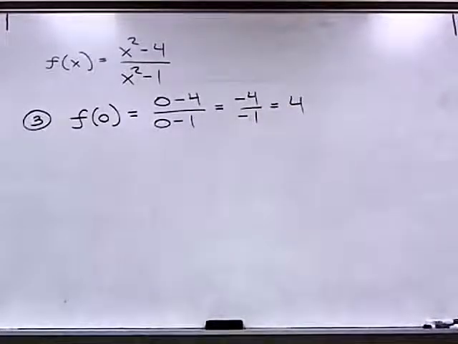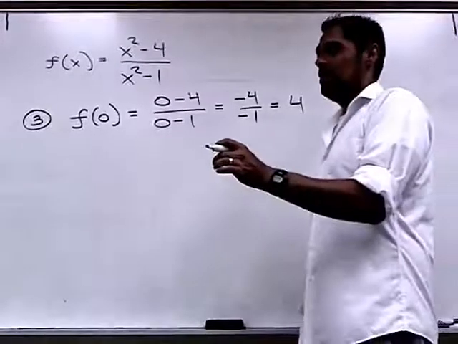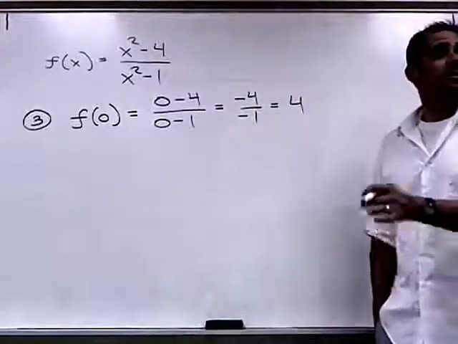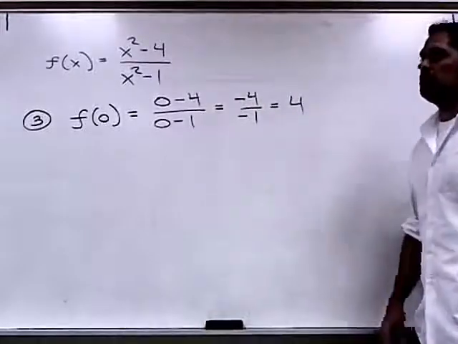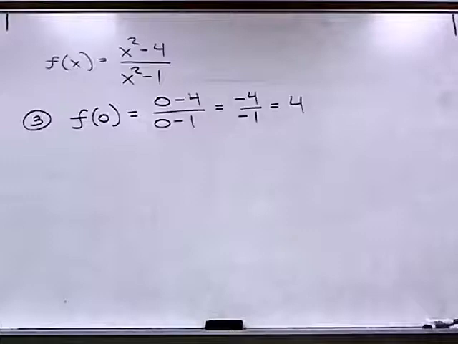What is that on my graph? Y-intercept. So it's a point, right? And it lies on the y-axis. And I'll go up 4 and I'll draw a dot. All right. Next step.